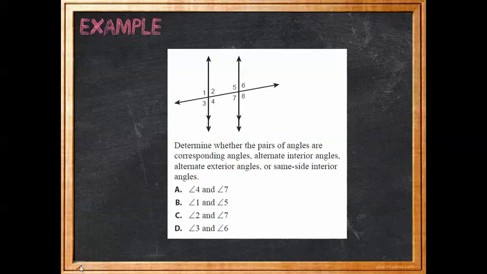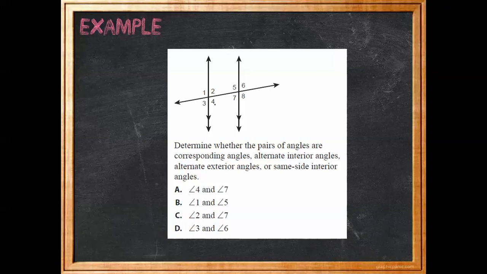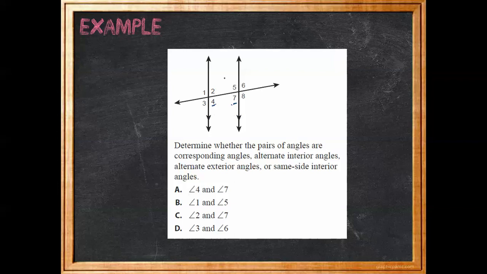On this one, we are going to determine whether the pair of angles are corresponding, alternate interior, alternate exterior, or same side interior. Let's look at angle 4 and angle 7. We are assuming that these two lines are parallel because we have these little arrows here showing us they're parallel. If we look at 4 and 7, they're on the inside of the parallel lines. Everybody see that? They're on the inside. They're also on the same side of the transversal. So these are actually going to be same side interior angles.